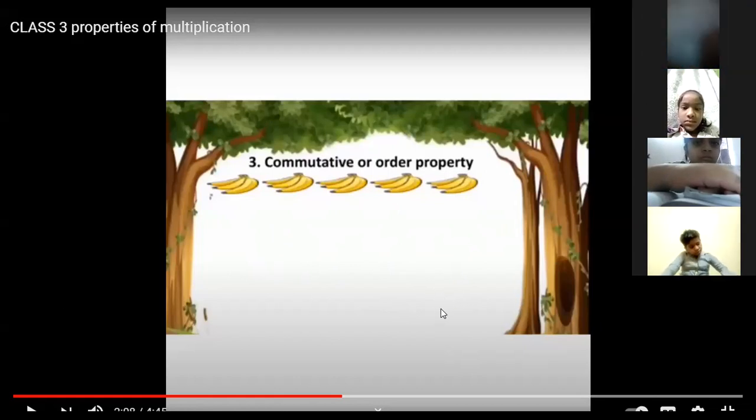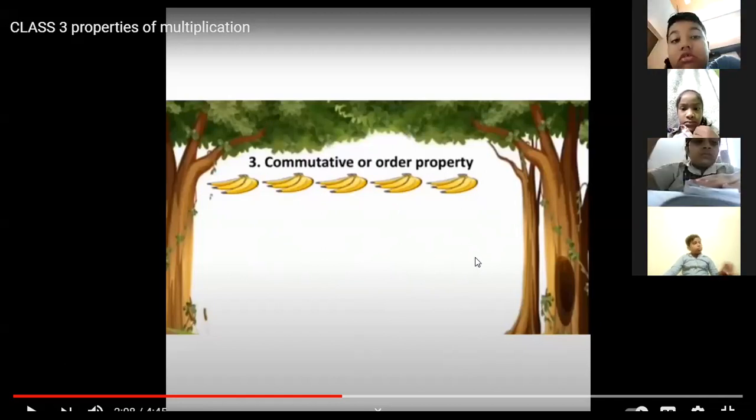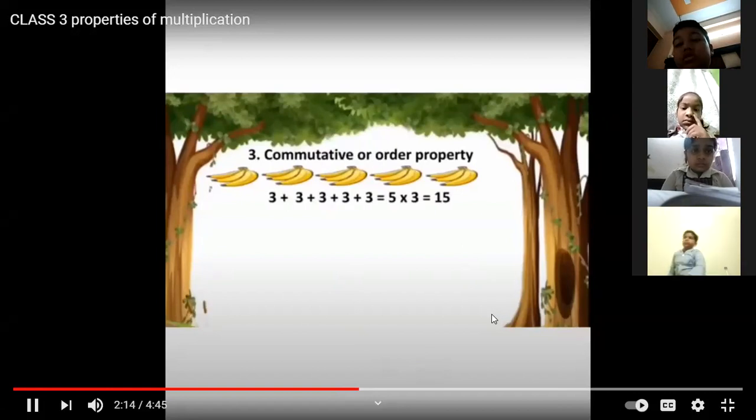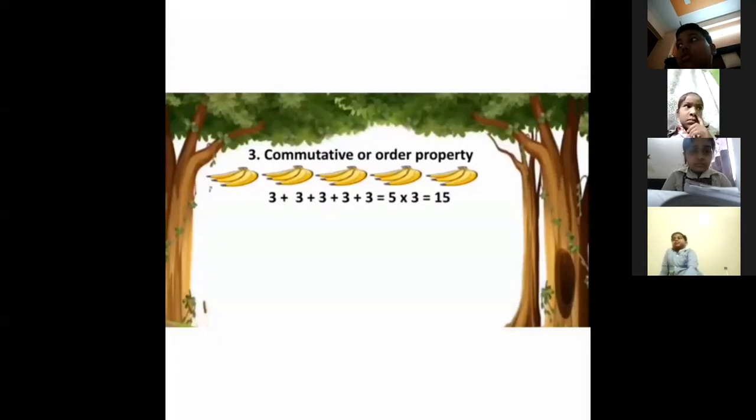What else can we do? We can multiply the number of bananas in a single group by the total number of groups. Let's see how. That means if we add 3 five times, or if we multiply 3 five times, the product is 15.